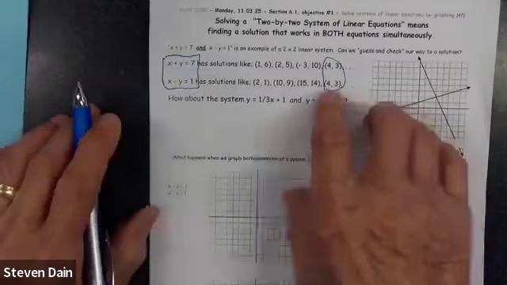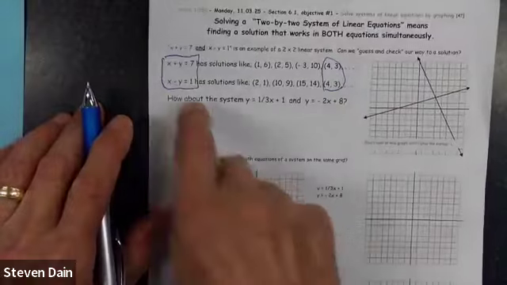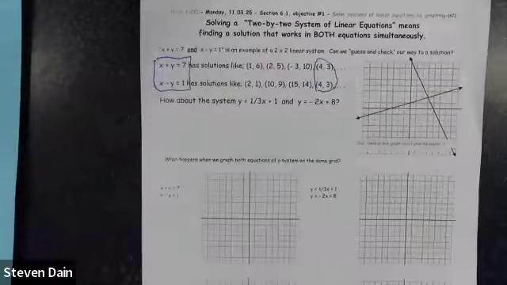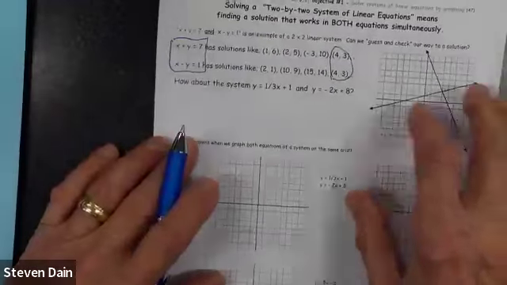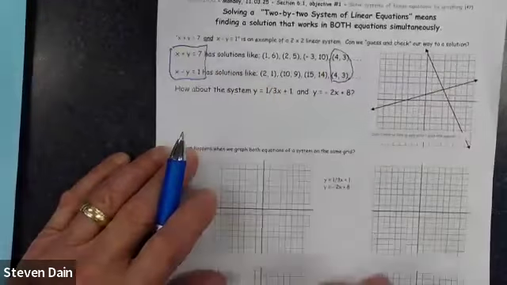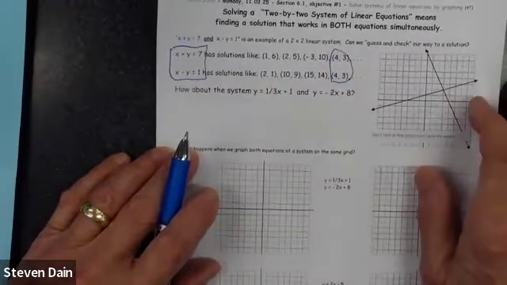This is the solution that works in both of them. Each one by itself has millions and millions of solutions, but we want the one that works in both, and there's only one. Okay?